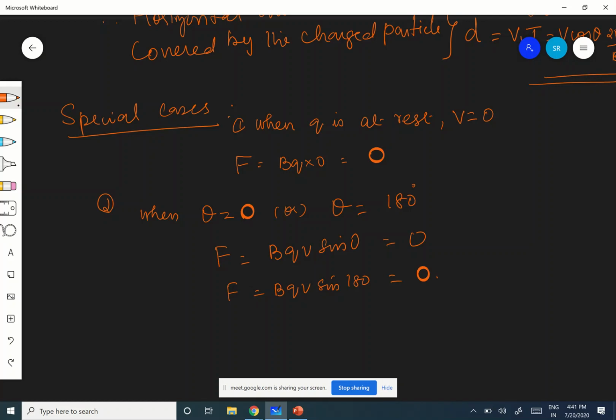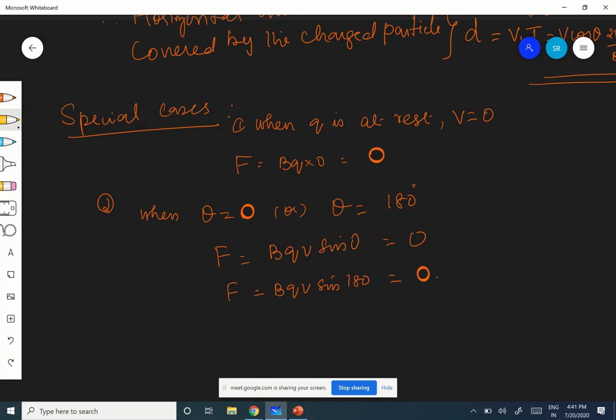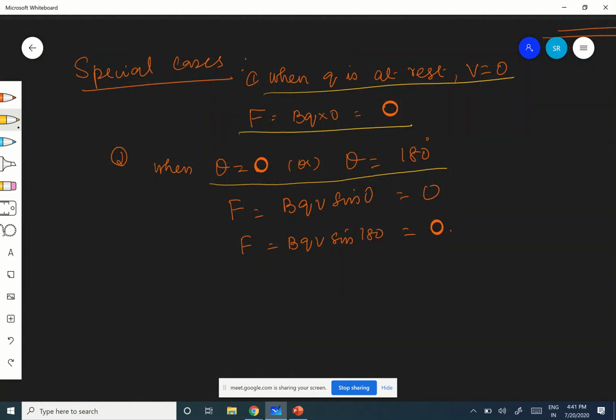Is it clear, children? Let me change the color. Therefore, when Q is at rest, no force. F is equal to 0. It will not experience any force in a magnetic field. Like that, when the charge is moving parallel or anti-parallel to the magnetic field, that time also it will not experience any force. But when will it experience a force?